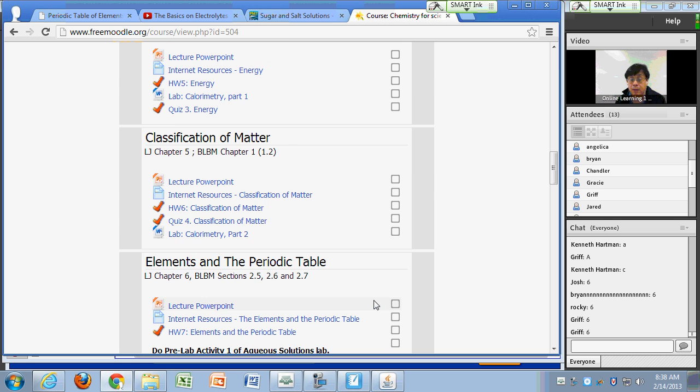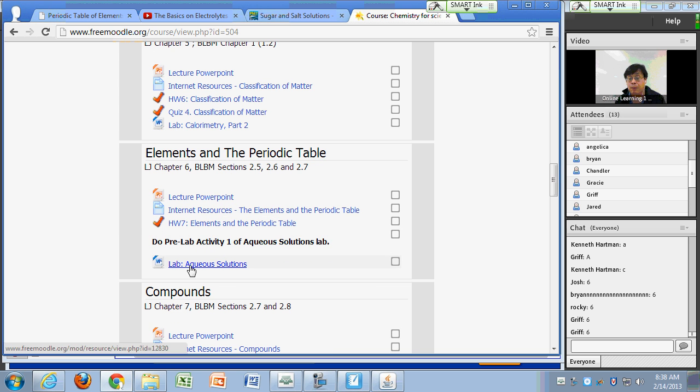Over here, your next lab is going to be calorimetry part 2. That's where you determine what's called the heat of fusion of ice. And then after that, your next lab will be aqueous solutions. You're going to make aqueous solutions.